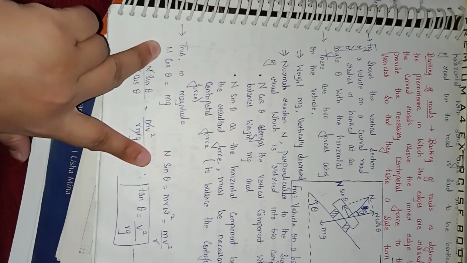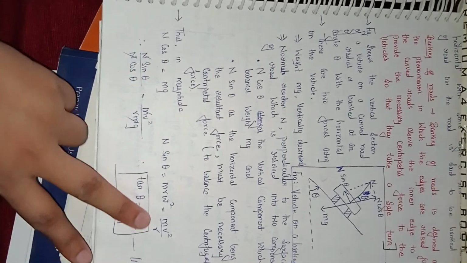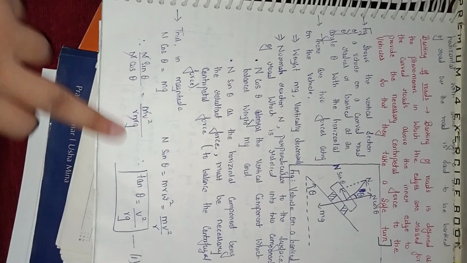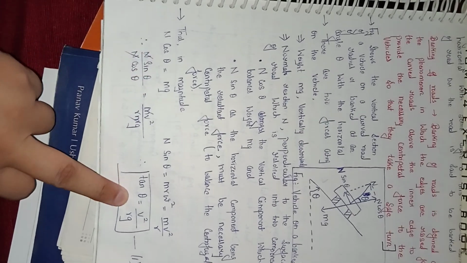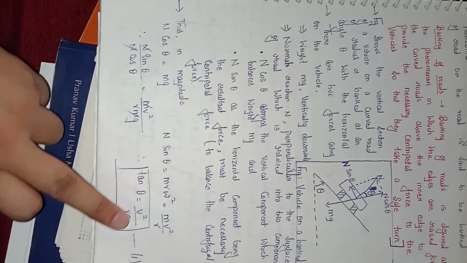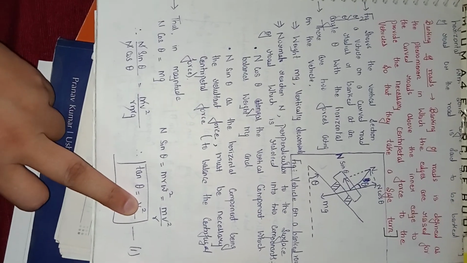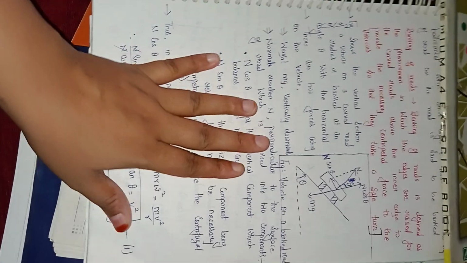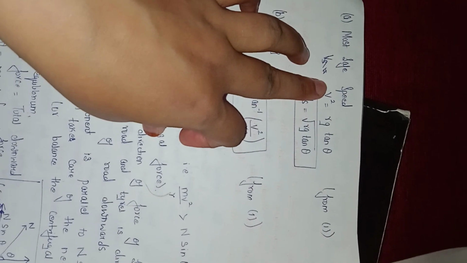When you take the ratio of these two, n sin theta upon n cos theta, mv square upon r and mg, whatever gets cancelled will cancel. You get sin theta upon cos theta is tan theta. So you get tan theta is equal to v square upon rg. If you want the speed, that is v, then v square is equal to rg tan theta. And when you take out the root, you got v is equal to root of rg tan theta. This is the safest speed along the banked road.